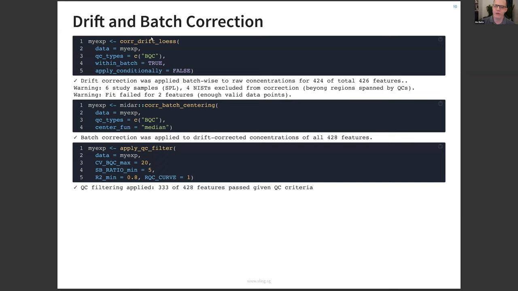First we correct for drifts. So we have here the option to do drift corrections. There will be different algorithms there. And also here it will give you a summary, and it will warn you of any issues that you might follow up on. And then after this drift correction, we do a batch correction, and then we filter again, and now we see we have recovered 333 species.